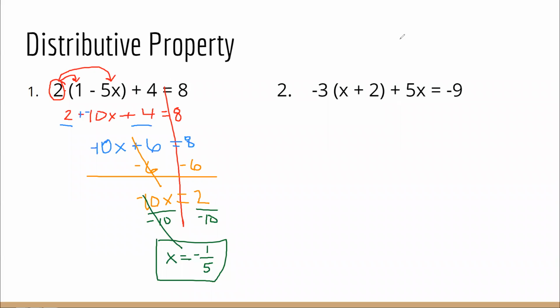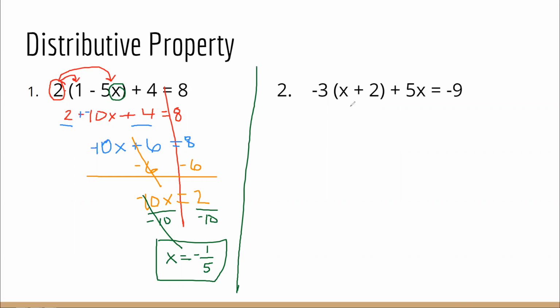I've showed you how to check your answer, so I'm not going to do it again for time's sake, but just take that negative 1/5 and substitute it in for your x and see what you get. When you finish, you should get 8 because that's what the right side equals.